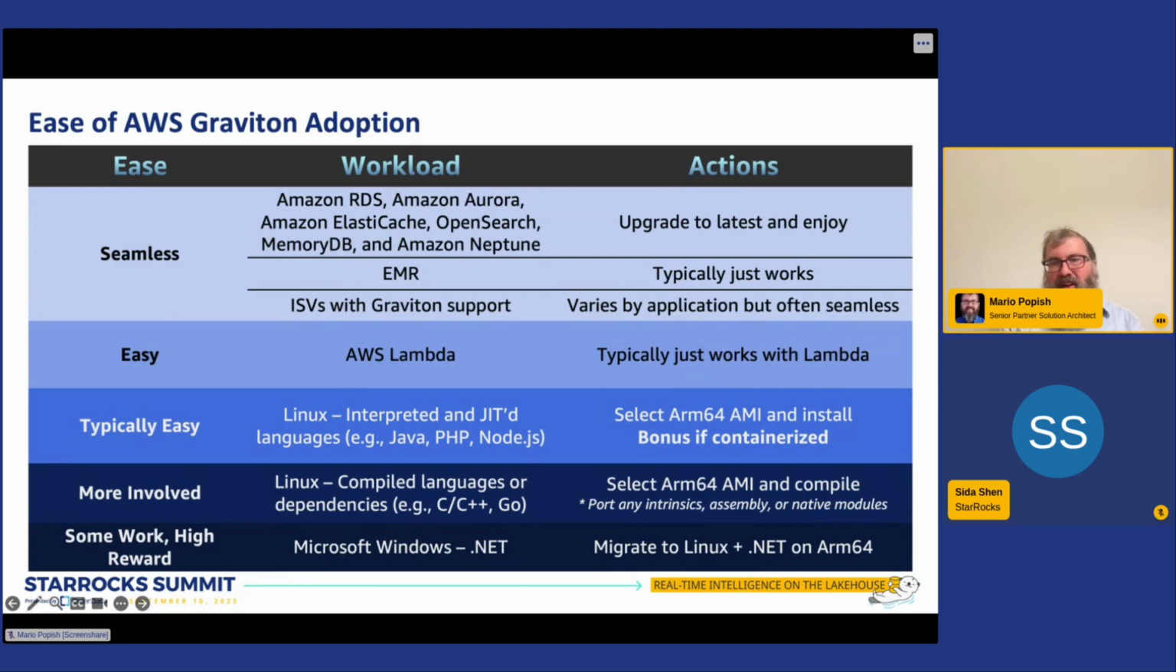Really, all you have to do there is select an ARM64-based Amazon machine image, run that on the Graviton instance of your choice. Extra bonus easy if your application is already containerized. These are some of the easiest workloads to migrate.